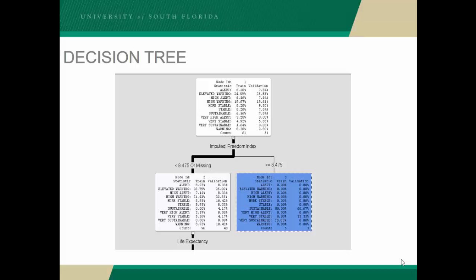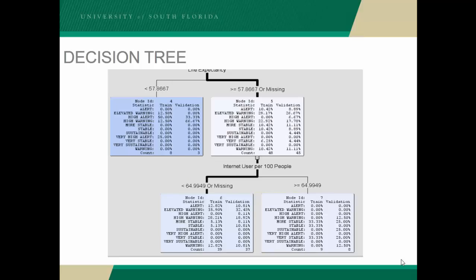However, if it's greater than 8.475 and we see that the training percentages are more sustainable, we know that the country is more likely to be stable. And then internet users per 100 people. So if you look, it's less than 64.99. We determined that the greatest training percentages were related to the elevated alert, high warning. Whereas if you look at the greater than 64.99, you can see that the greatest training percentages were related to a more stable, or very stable.